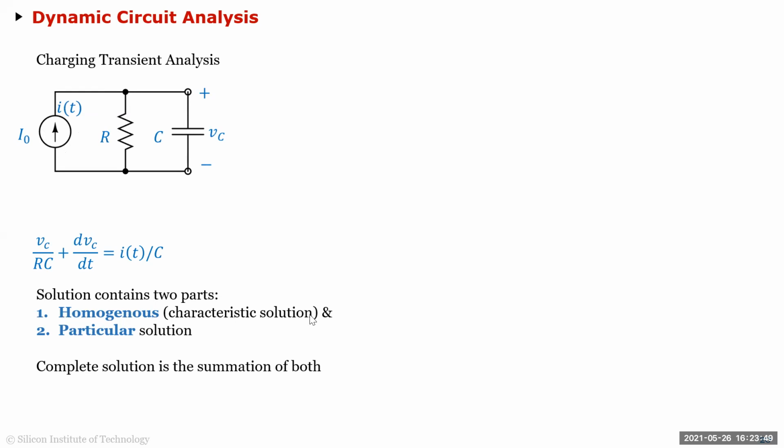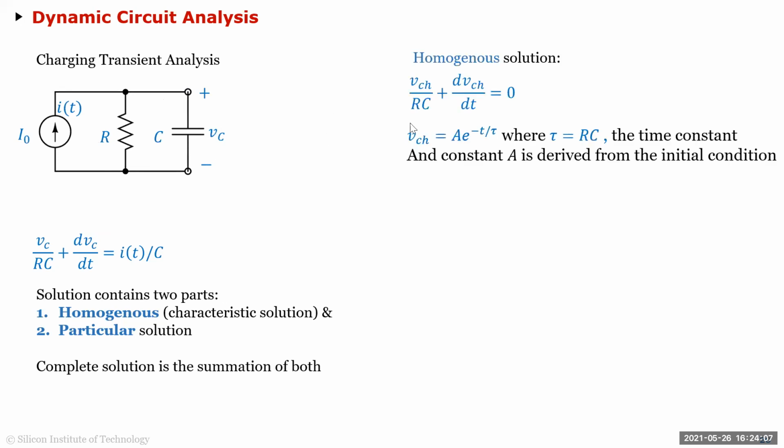What will happen is your homogeneous solution will still remain the same because that's dependent only on your RC, but your particular solution will change. That's why I said, in an S domain sense, your pole remained the same, but your zeros now will be different. Okay. So your homogeneous solution is basically making your independent source 0 and solving it.